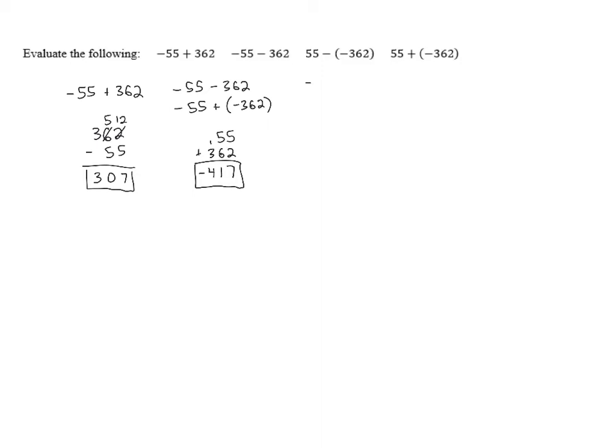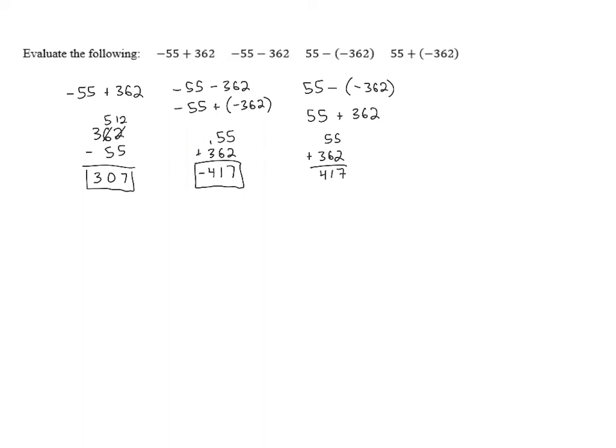Let's continue with the next one, 55 minus negative 362. We've seen this sort of thing before. When we are subtracting a negative, it's the same as adding a positive. So we can rewrite this more simply as 55 plus 362. Now they have the same sign, so we need to take the sum. 55 plus 362. We know that is 417, because we just did that right here.